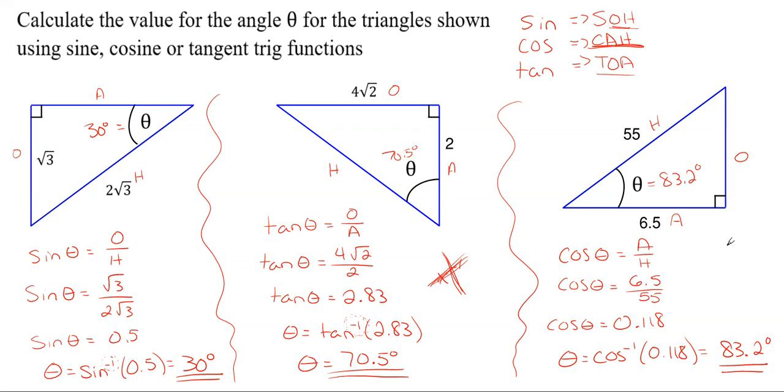Now, you can always find the other side of the triangle using the Pythagorean theorem if you want to, but this just shows you how to utilize two of the sides to find the angle rather quickly.